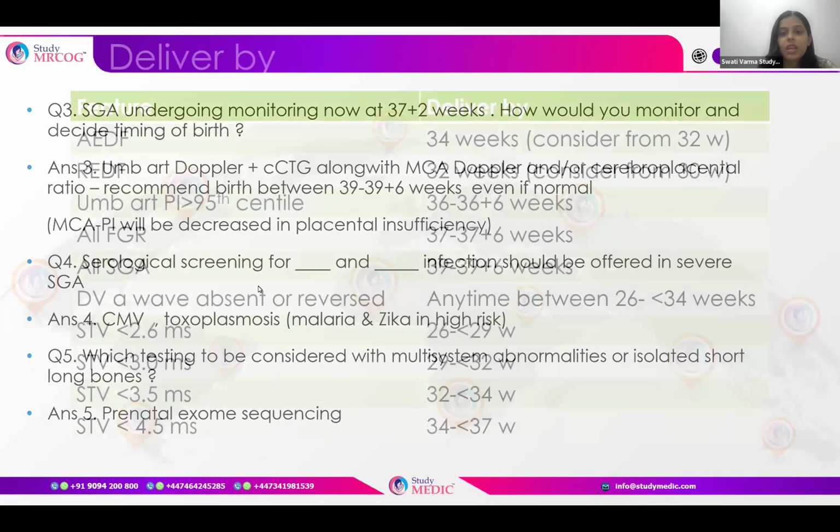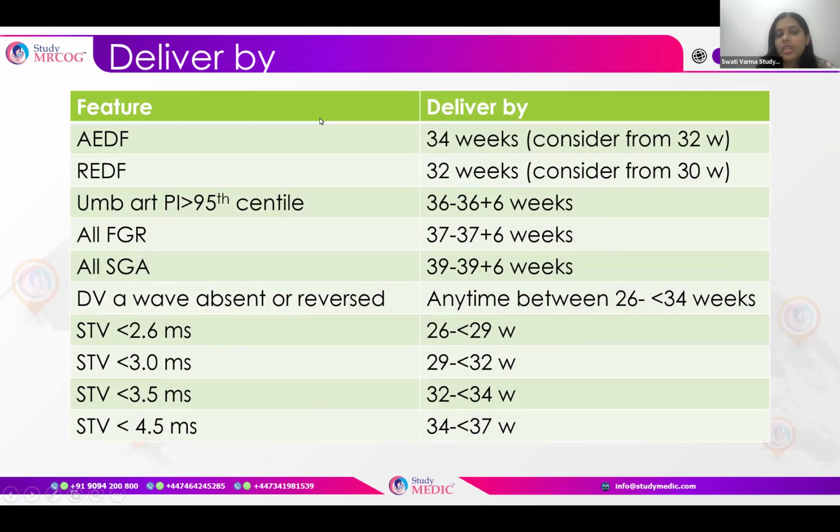Okay. This table is a quick summary. AEDF: deliver by 34 weeks, consider from 32 weeks. REDF: deliver by 32 weeks, consider from 30 weeks. Umbilical artery PI more than 95th centile: deliver by 36 to 37 weeks. All FGR: deliver by 37 to 38 weeks. All SGA: deliver by 39 to 40 weeks. DV, when you evaluate between 26 to 34 weeks, less than 34 weeks, you have to use DV, A wave absent or reversed, for the timing of delivery.